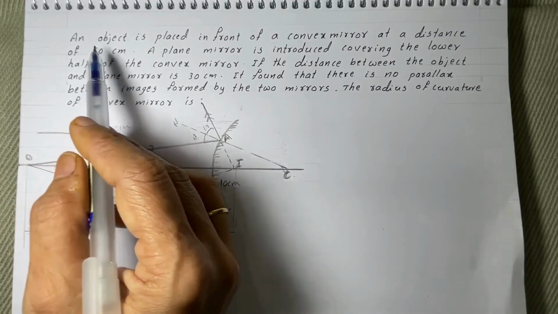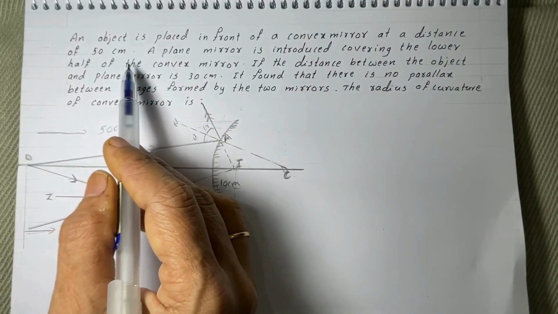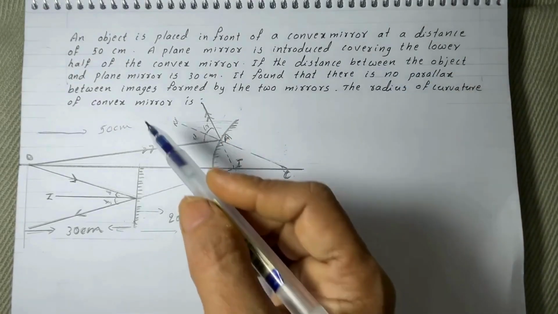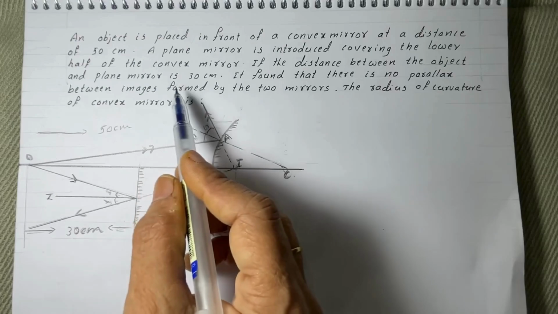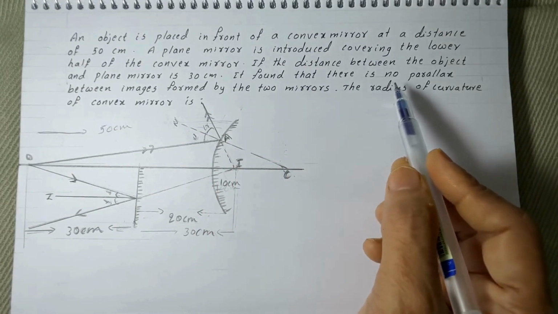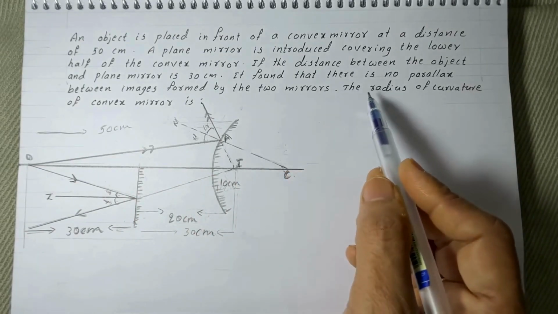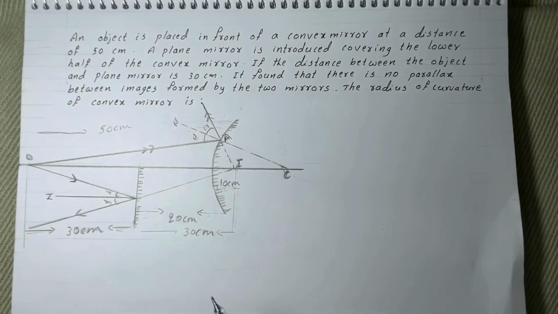Our problem is: an object is placed in front of a convex mirror at a distance of 50 centimeters. A plane mirror is introduced covering the lower half of the convex mirror. If the distance between the object and plane mirror is 30 centimeters, it is found that there is no parallax between images formed by the mirrors. The radius of curvature of the convex mirror is? That is our question. Better we solve this numerical by using the ray diagram.